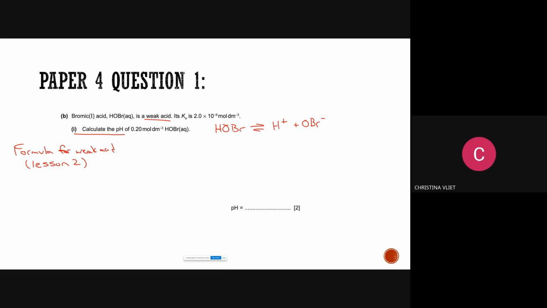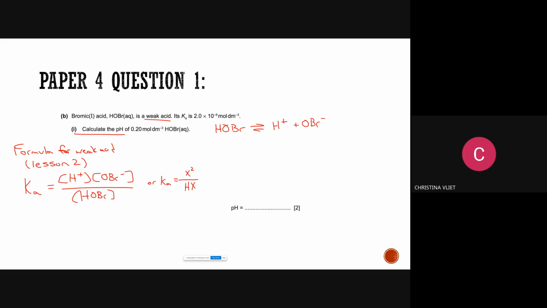It's Ka equals products over reactants. Products are this times that. Over what? Over HOBr, but you could have alternatively just done Ka equals x squared over HA. If you just remember the basic formula for it, it works. Do you remember this? This always works for weak acids.